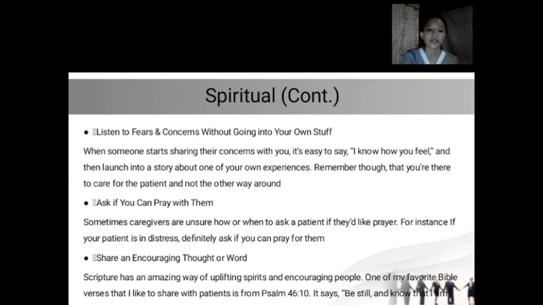Then, ask if you can pray with them. Sometimes caregivers are unsure how or when to ask patients if they'd like prayer. For instance, if your patient is in distress, definitely ask if you can pray for them. And then the last one is to share an encouraging word. Scripture has an amazing way of uplifting spirits and encouraging people. One of the Bible verses that we can share with the patient is, for instance, Psalm 46 verse 10. It says, be still and know that I am God. So that's all. Thank you.